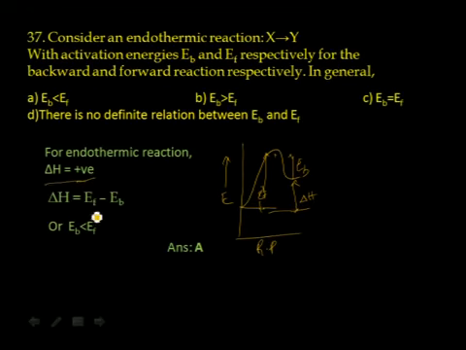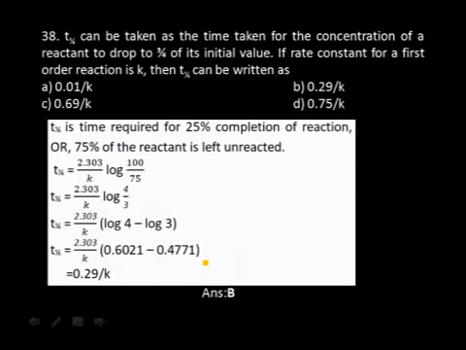Delta H is given as EF minus EB, and if it has to be positive, EF among EF and EB, the higher value should be EF, or EB should be less than EF. Obviously the energy of activation of the backward reaction should be less than the energy of activation of the forward reaction, and therefore option A in the given options is the correct answer.